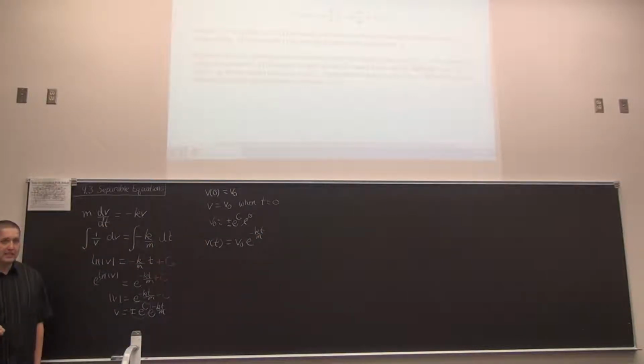So that would be the velocity of this object moving through some kind of medium at any time t. So we've done the first part, we've determined v, and used the initial condition. Any questions to that step so far?